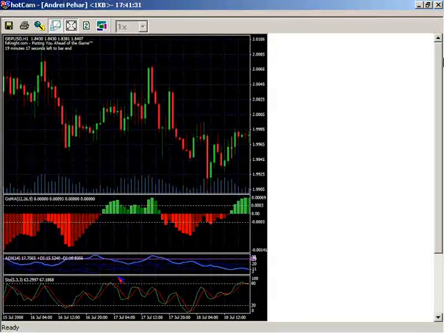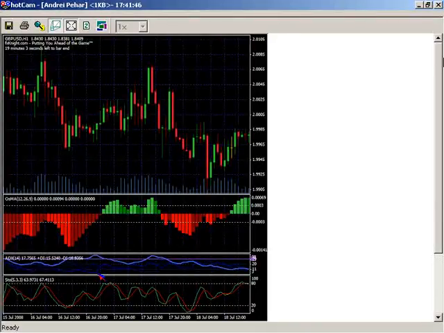The ADX does not in itself tell you what direction the trend is in. Okay, it's direction neutral. It just tells you whether that trend is getting stronger or weaker. Your trend following indicator will tell you which direction the trend is in.